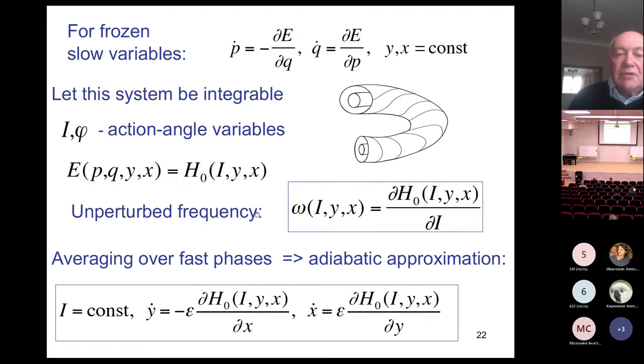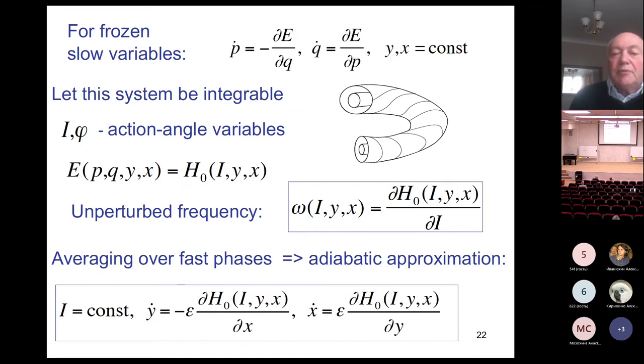And when we average over the torus, we have the adiabatic approximation. In this approximation, action is constant, and for slow variables, we have a Hamiltonian system with a number of degrees of freedom equal to half the number of slow variables. This description of the adiabatic invariance approximation is due to Burgers, who was a student of Ehrenfest at that time, at the beginning of the 20th century.